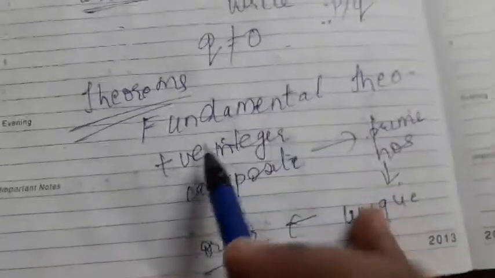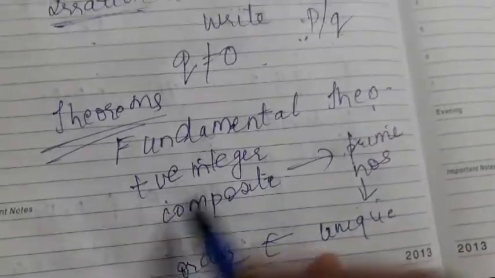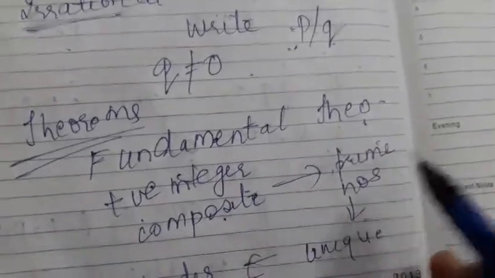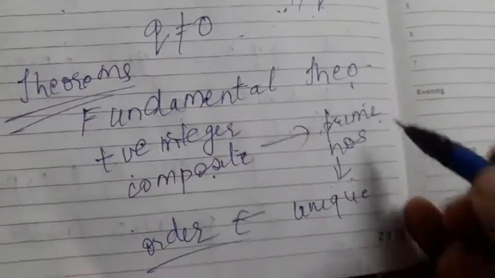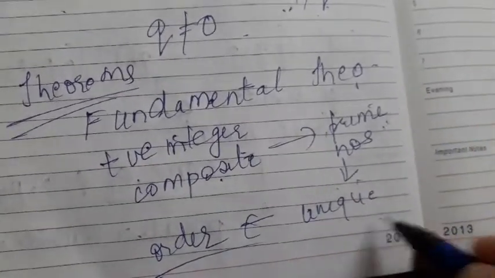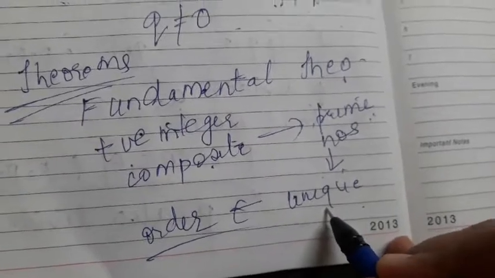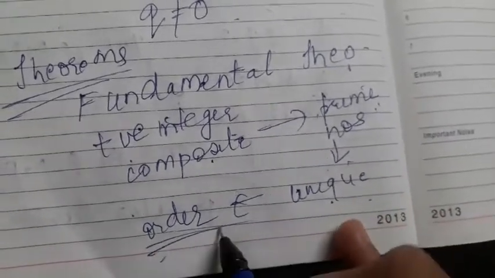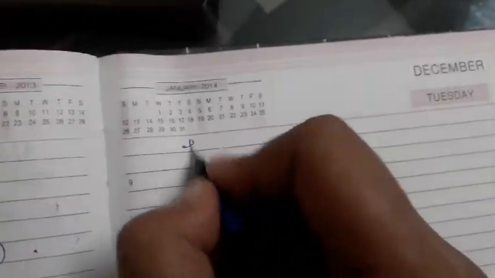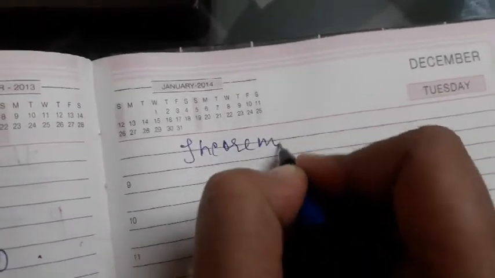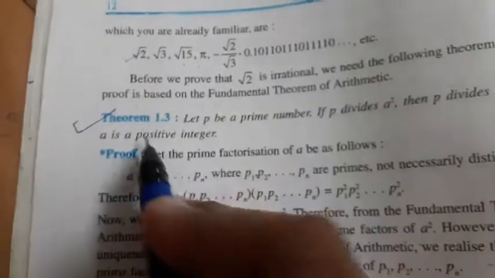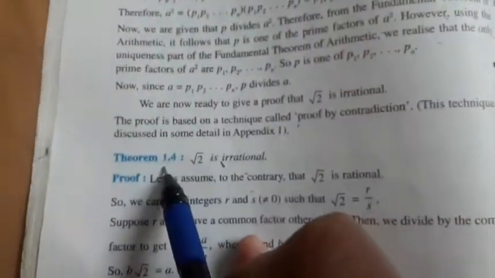I repeat, the fundamental theorem of arithmetic says that a composite number can be expressed in the form of the product of the prime numbers. This prime factorization is unique, and the only change you can make is to change the order of the factors. Now, beginning with the theorems. Okay, now we start with theorem 1.3 and 1.4, and then we can proceed with the exercise.